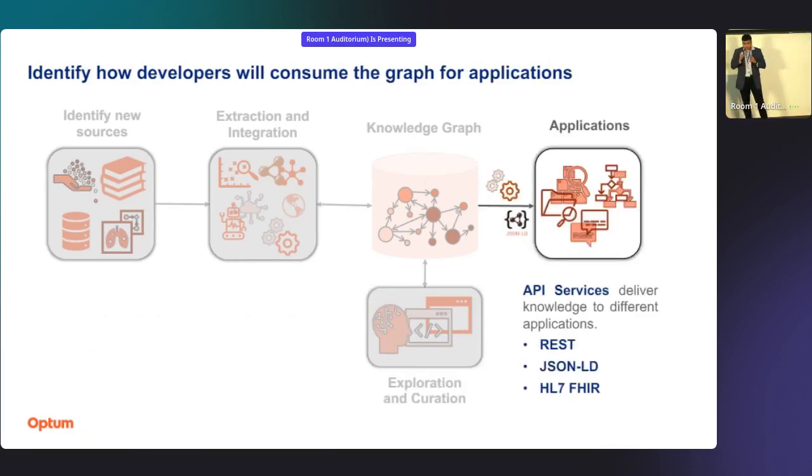And simultaneously, you also need to provide developer-friendly interfaces and services for developers to use the knowledge in the graph in the different applications. These developers are familiar with systems like search systems, decision support or recommendation, but they may not be familiar with graph query languages or RDF or representation standards. So develop API services which can facilitate other developers to use your knowledge graph. And this can be REST, JSON-LD, HL7 FHIR, things like that.